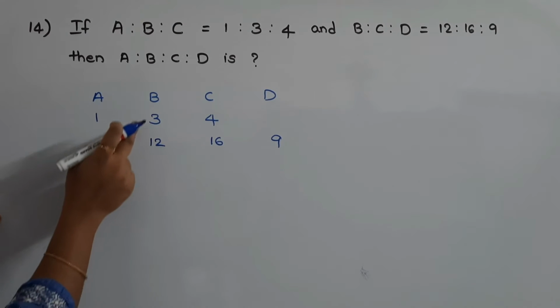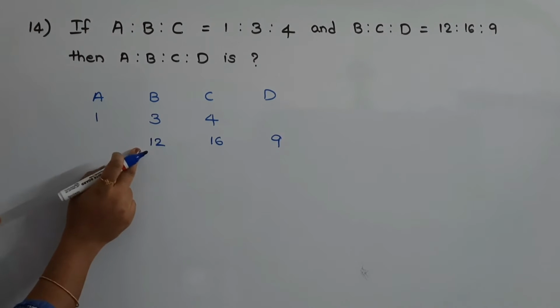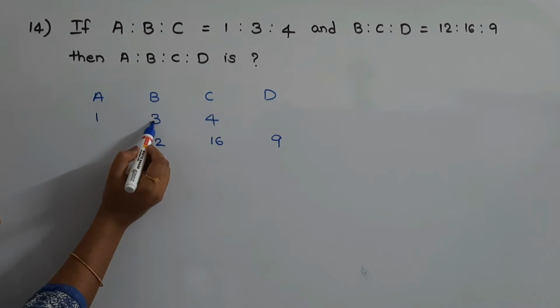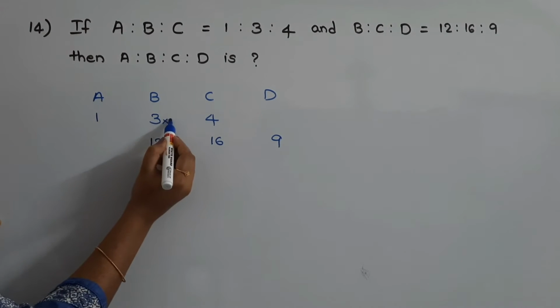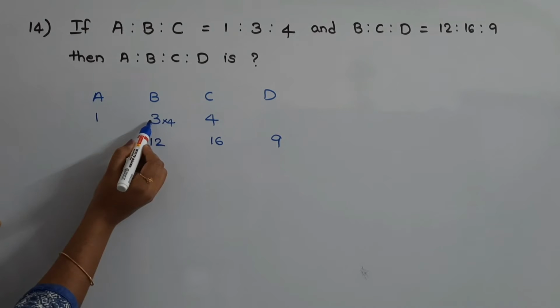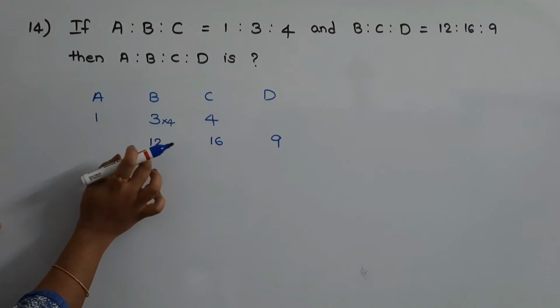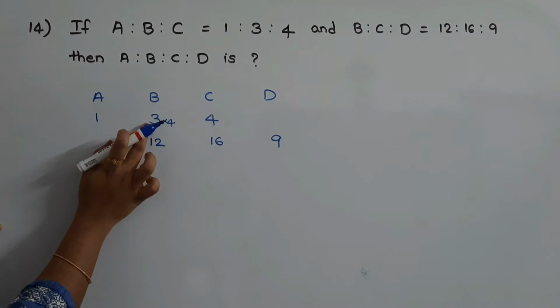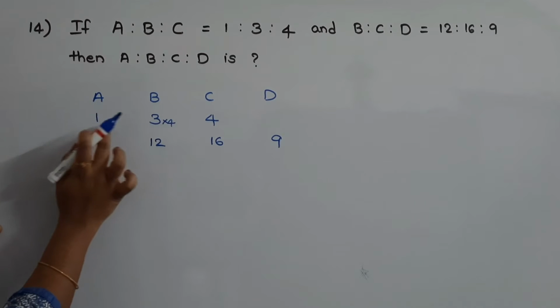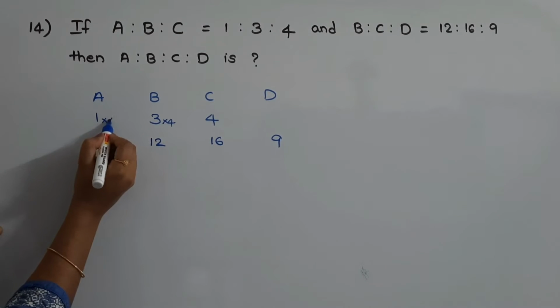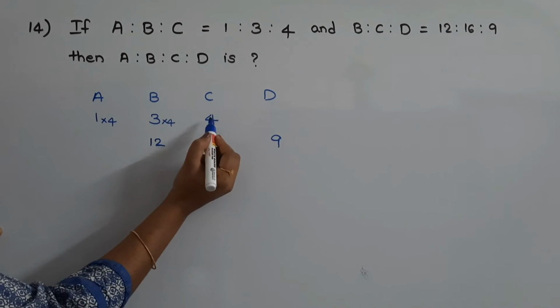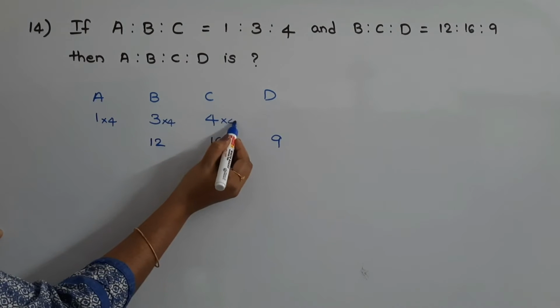In order to make the values of B same, we need to multiply this 3 by 4. Then this will become 12. This is already 12. So, in this way, we can make the values of B same. But when we are multiplying this 3 by 4, we need to multiply this 1 also by 4, and also this 4 by 4.